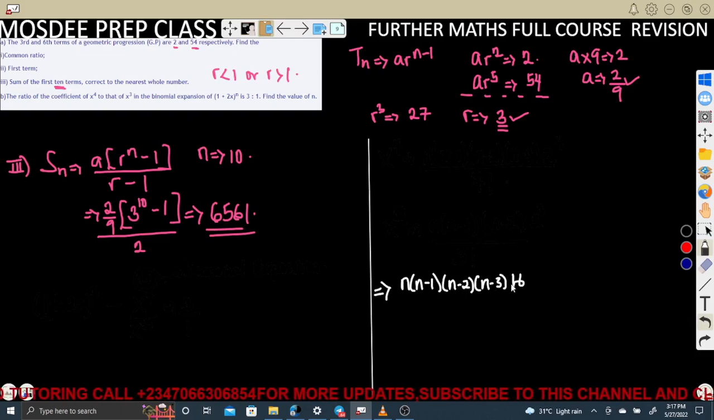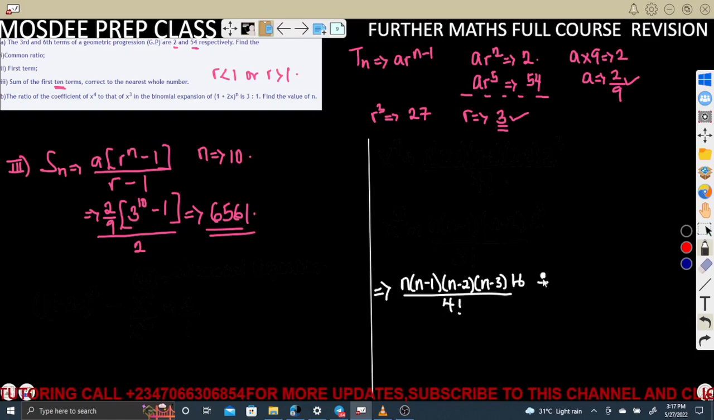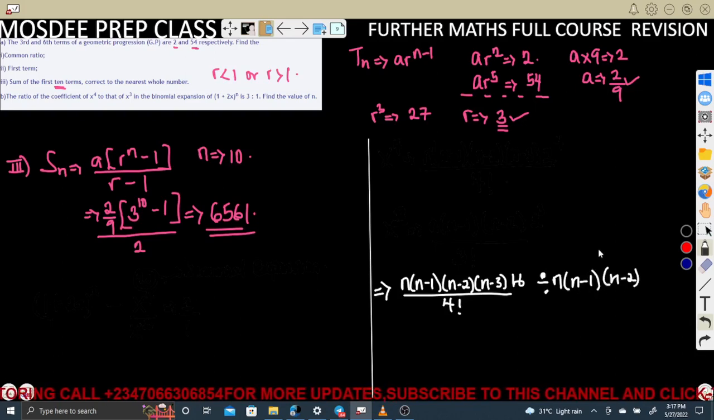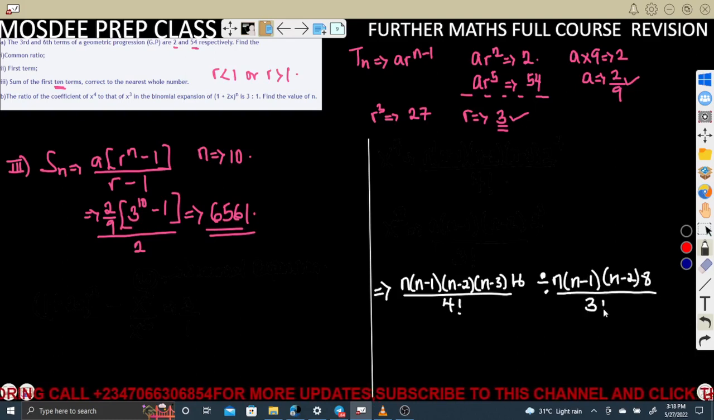We are dividing it over 4 factorial. We are dividing it by, that's the division here, n minus 1, n minus 2, 2 raised to power 3 is 8, all over 3 factorial. So when it's times, this go up and this come down, everybody knows. So on simplification, I can cancel a lot of things because I don't want to waste time.